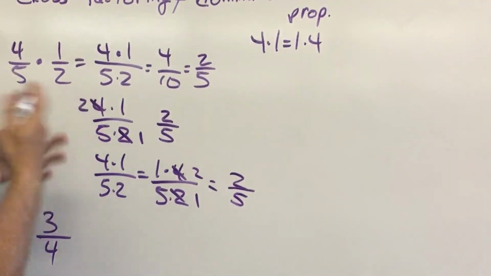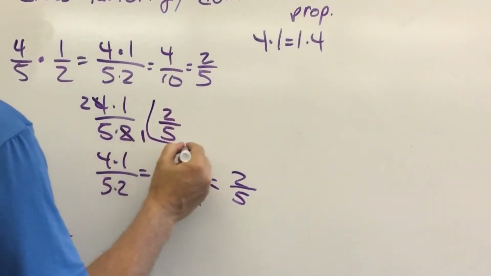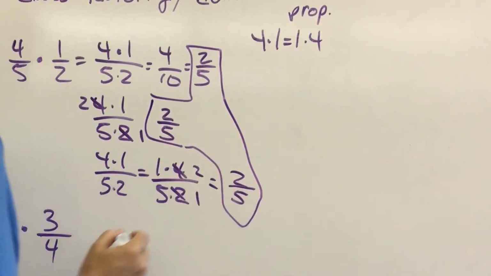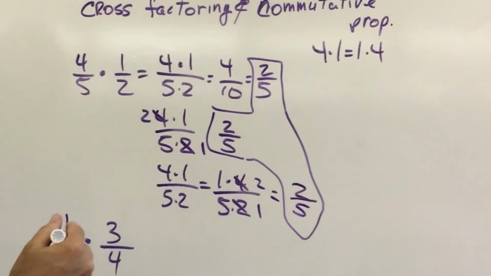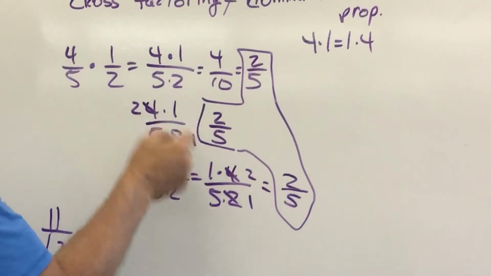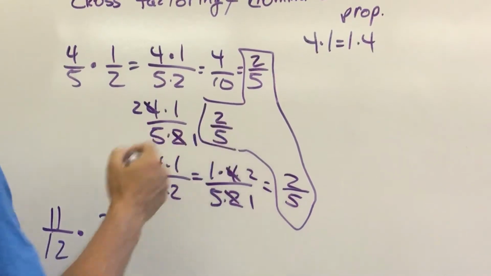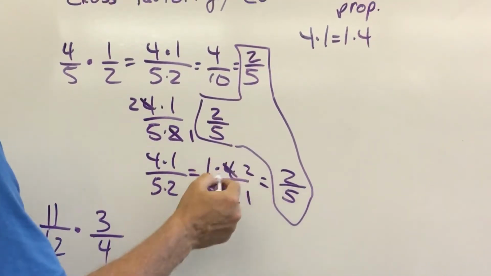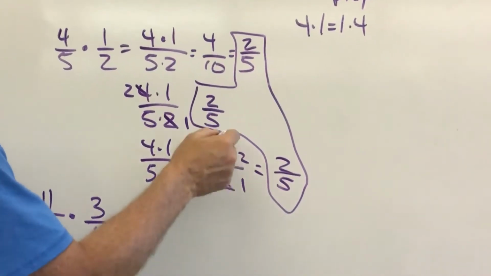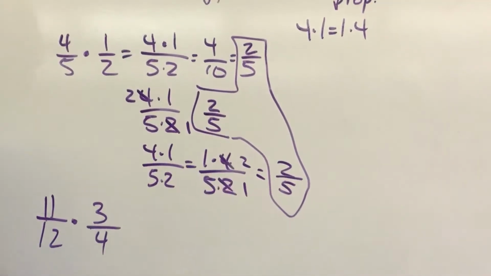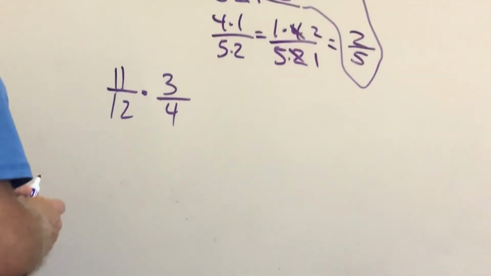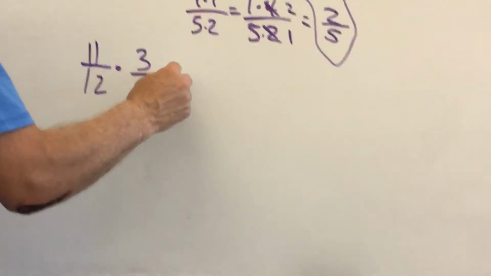Now, it doesn't matter mathematically. We see that all of these answers are the same. So it doesn't matter if you want to multiply your product out and simplify your product, if you want to use cross-factoring and get your product, or if you want to use commutative property and rewrite either the numerator or the denominator so that you can see as a fraction what it is. So we'll do the same thing with this last one. Let's see how that one works.